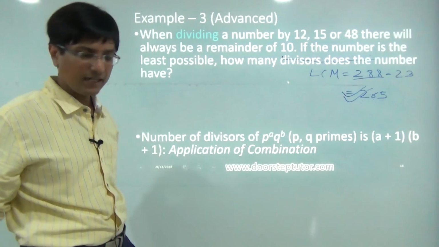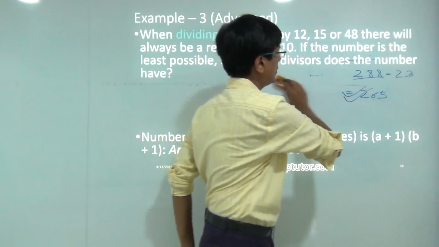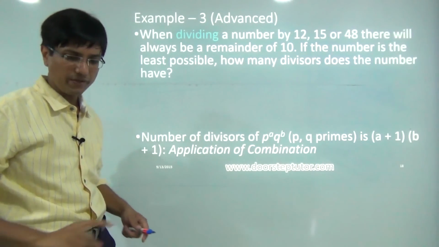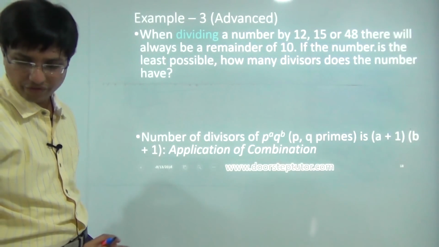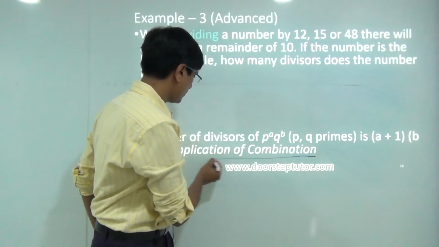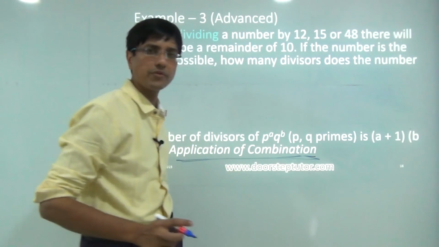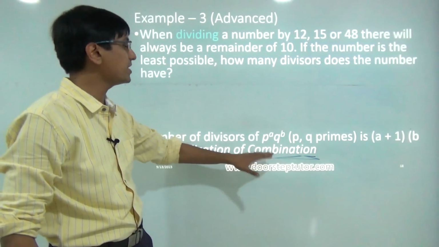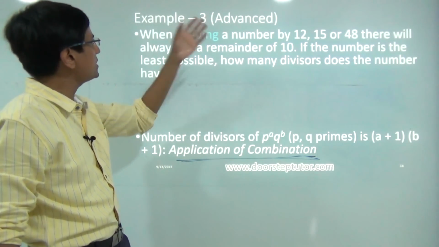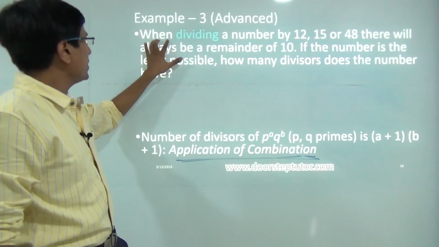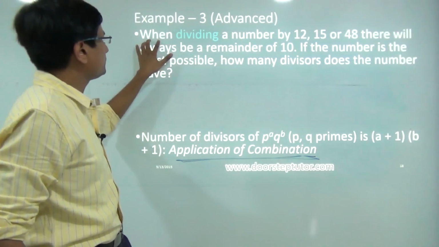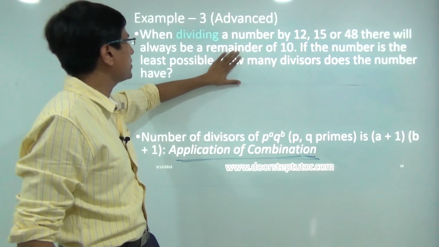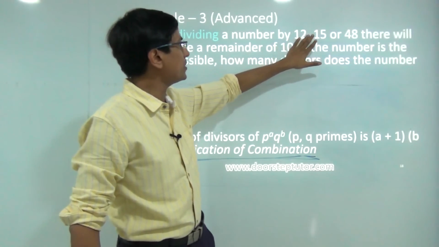Now this one is slightly tricky, I mean, it uses a slightly different concept. It uses a tangential concept, the concept of combinatorics. It is permutation and combination. If you know about combinatorics, the combinations specifically, then you can easily solve this problem. So I am interested in finding a number which, when divided by 12, 15 or 48, would leave a remainder of 10.